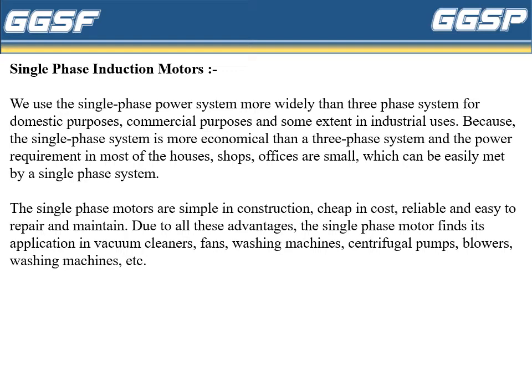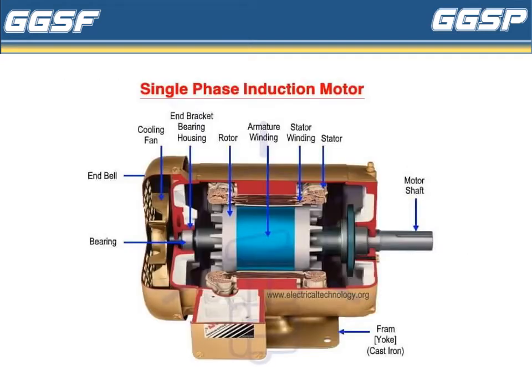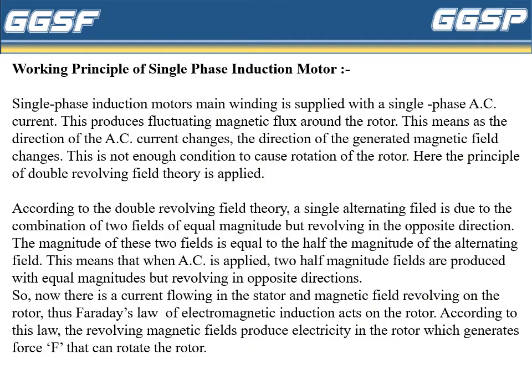Due to all these advantages, the single phase motor finds its application in vacuum cleaners, fans, washing machines, centrifugal pumps, blowers, etc. This diagram shows the cross section of single phase induction motor, in which we can identify all the parts of a single phase induction motor. There is motor shaft, a frame, bearing, end bell, cooling fan, end bracket, bearing housing, rotor, armature winding, stator winding, and stator.